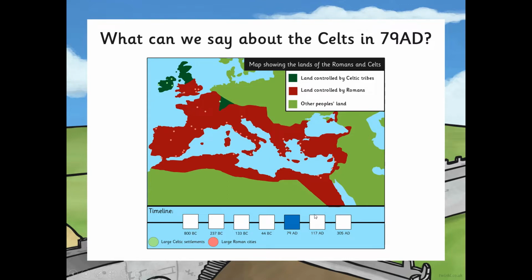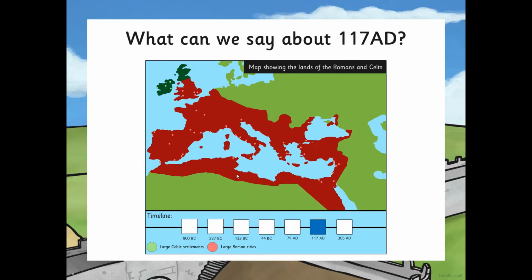We'll move on to 117 AD. Now remember, this is the point at which the Roman Empire is at its largest. And you can see they've conquered more of Germania and more of Britannia. And this is the point that we're really interested in, because within this red line, in fact, just at this edge, is where we live.